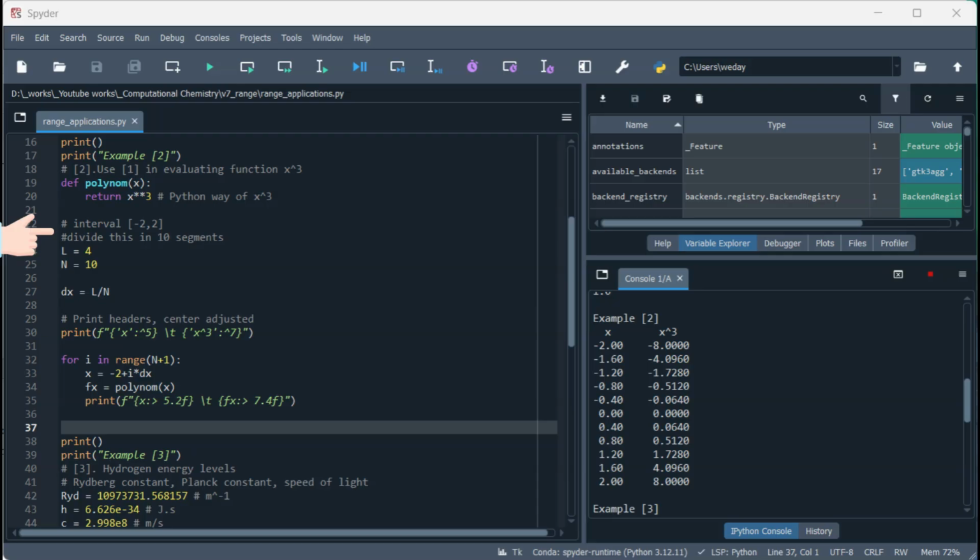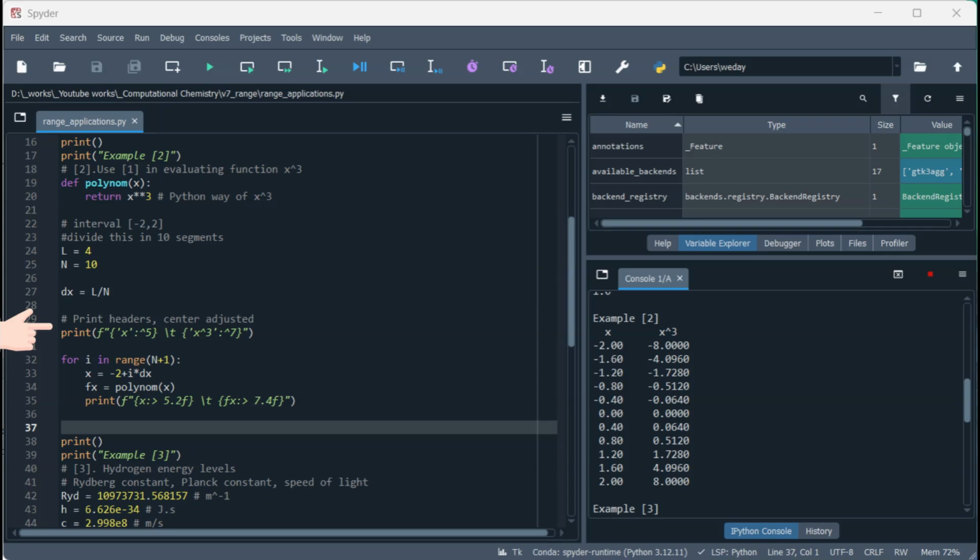The length L equals 2 minus -2 equals 4. N equals 10. The step size dx equals L over n equals 0.4. We use range(n + 1) to loop through the 11 points. N equals 10, L equals 4, dx equals L over n. Print headers: print x ^5, backslash t, x cubed ^7.